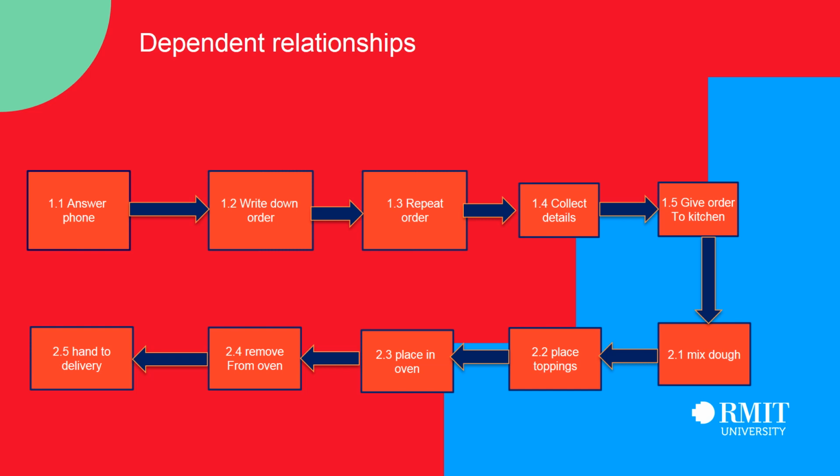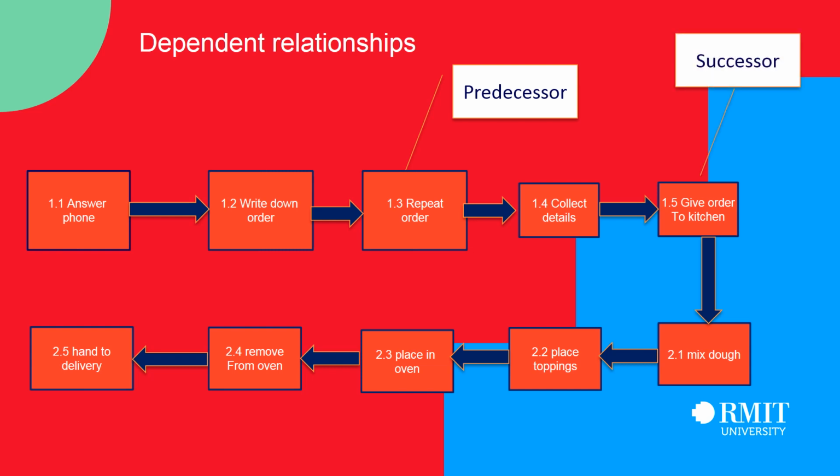Taking the logical sequencing of activities one step further, we talk about dependent relationships between activities. In other words, which activities must be completed in order for subsequent activities to take place. These are more than logical, they are necessary. Activity sequencing can lead us to information such as predecessors, which is the activity that comes before the current one, and successors, the activity that comes after the current one. Here, collecting the details is the current activity, repeating the order is the predecessor, and giving the order to the kitchen is the successor.